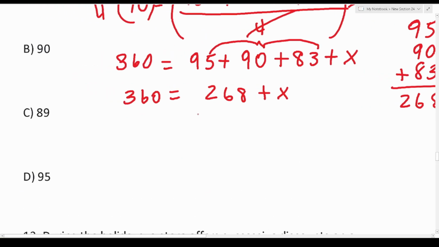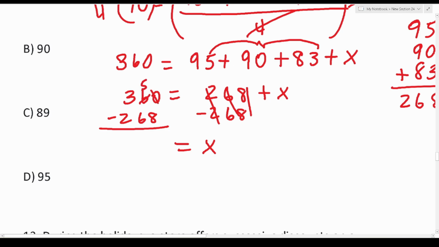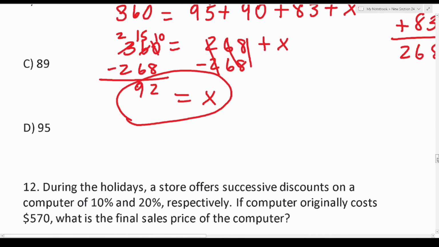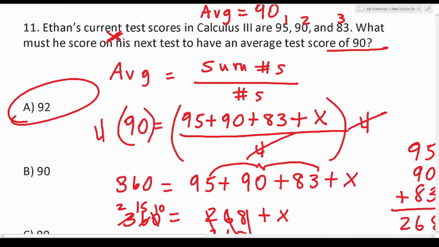All right, so to solve for X now, we're going to subtract 268 from both sides. This crosses out here, leaving you with just X. And let's work this out now. We have 0 minus 8, which we can't do. So we're going to have to borrow. This is going to become 5, and this is going to become 10. 10 minus 8 is 2. 5 minus 6 we can't do, so we have to borrow. This becomes 2. This becomes 15. 15 minus 6 is 9, and 2 minus 2 is 0. So we can see that he must score a 92 on his fourth test in order to have that 90 average in the class. So the answer to this one is A, 92.